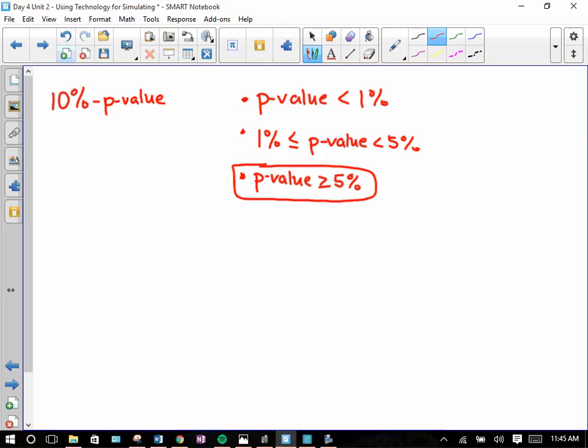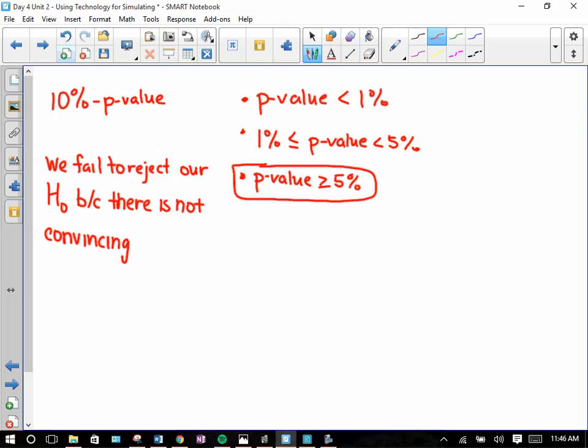Now what did that guideline say? So are we going to reject or fail to reject our null hypothesis? Our conclusion: we fail to reject our null hypothesis because there is not convincing evidence to support what? Our alternative hypothesis.